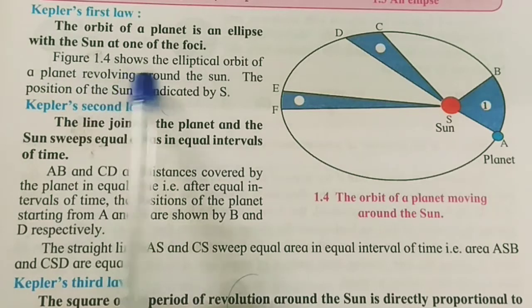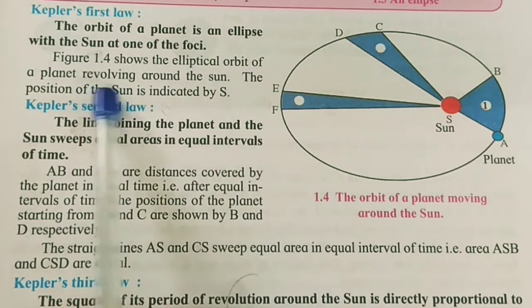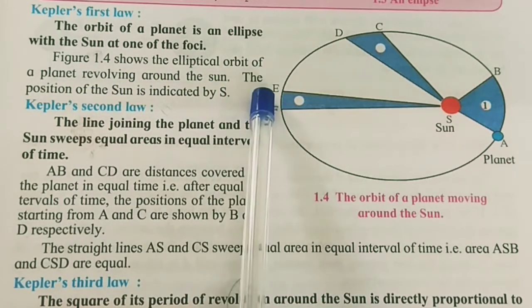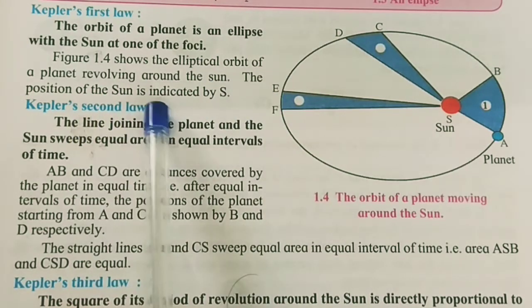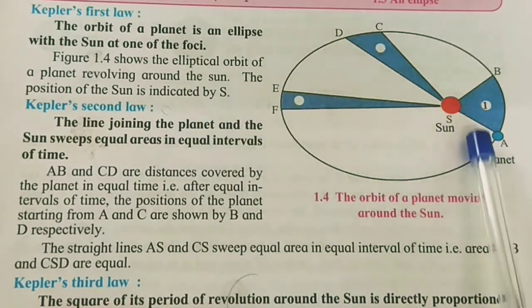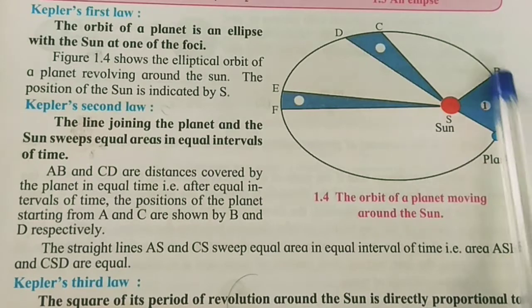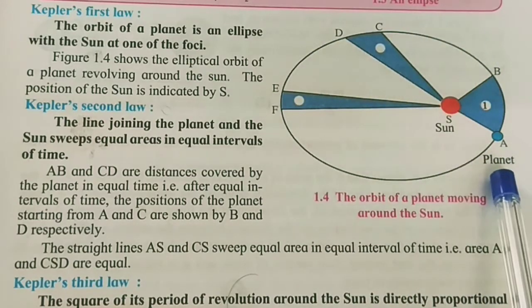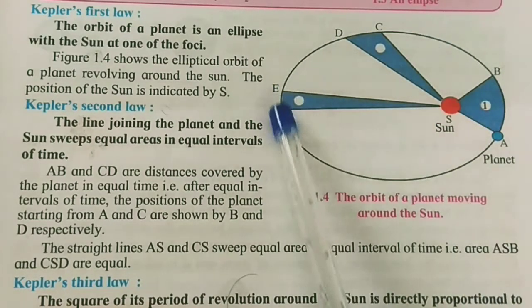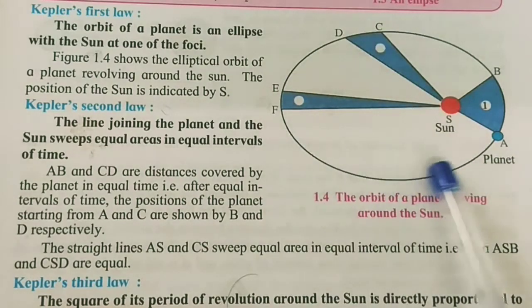Figure 1.4 shows the elliptical orbit of the planet revolving around the sun. The position of the sun is indicated by S. So this is the position of the sun, and this planet is moving. This planet A is moving all across the elliptical path.